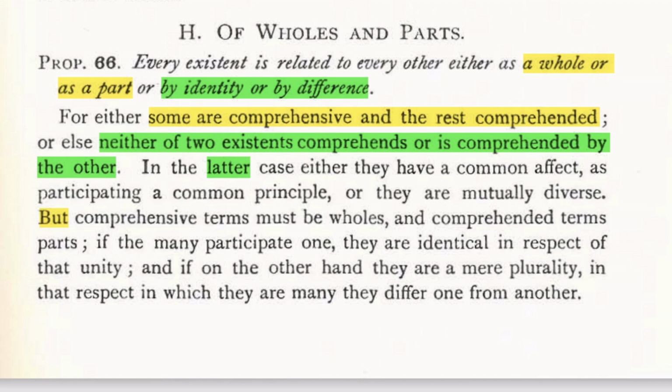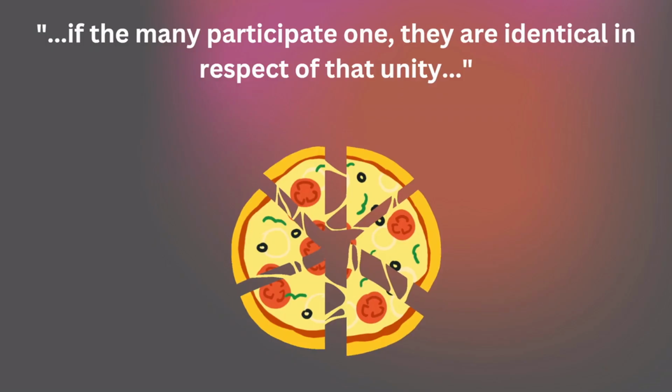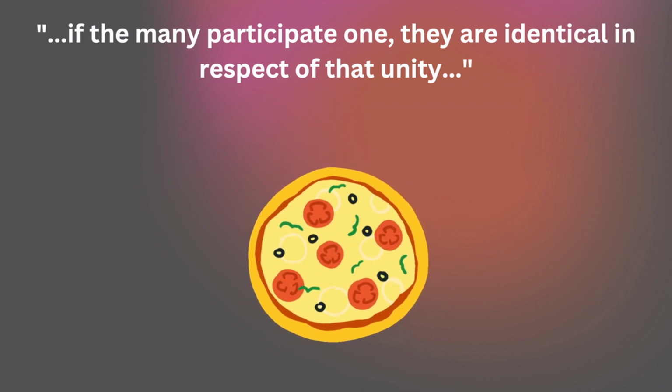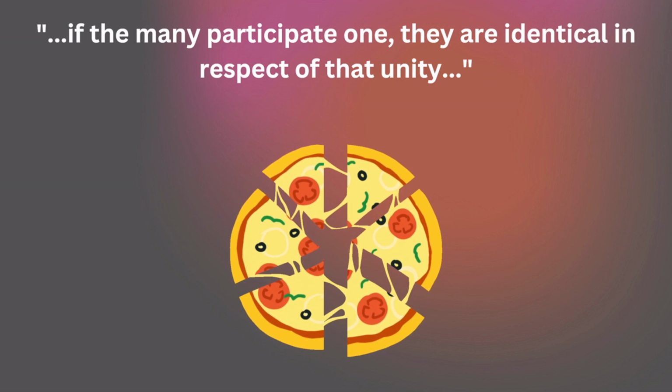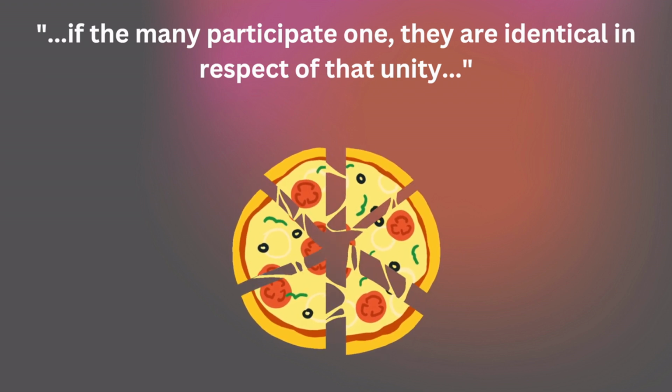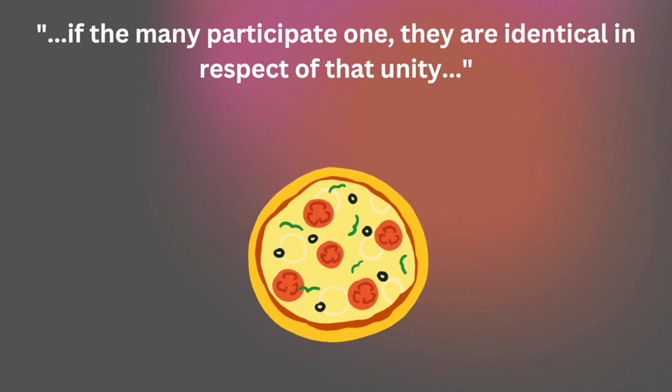Now, from here, he goes on to discuss the many participating one. If the many participate one, they are identical in respect of that unity. And if, on the other hand, they are a mere plurality, so they're not comprehended as a whole, in that respect in which they are many, they differ from one another. So I pulled out that last line because I want to clarify here that he's kind of putting it all together, really. He's saying if the many participate one, they are identical in respect of that unity. In other words, they are parts of that whole.